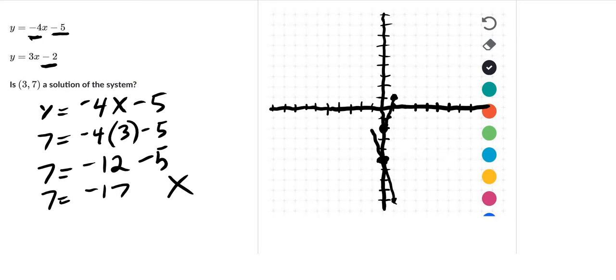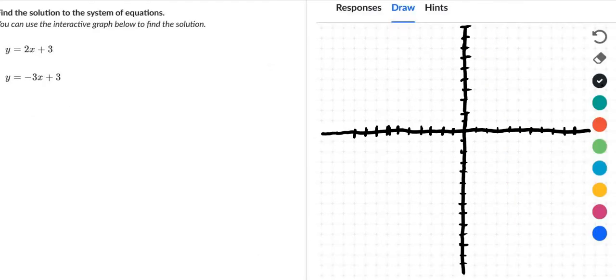So now if we continue this line, right, it goes down like that, we can see very clearly, even without drawing it perfectly, that (3, 7), which is all the way over here, 1, 2, 3, 7 up, 1, 2, 3, 4, 5, 6, 7, that is not going to be a solution. They intersect here and then they just part ways. Okay, so that's 2 ways of doing that.